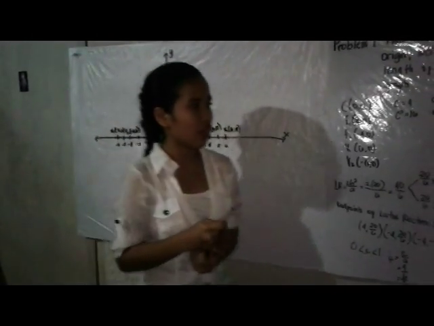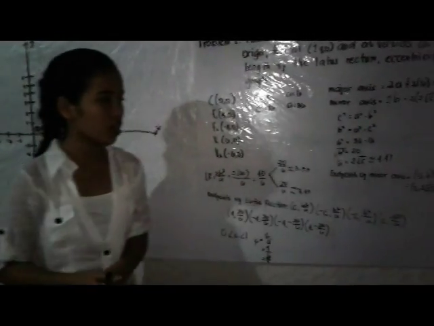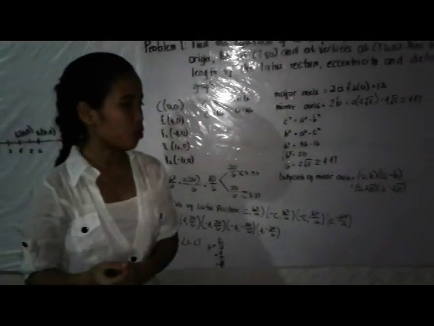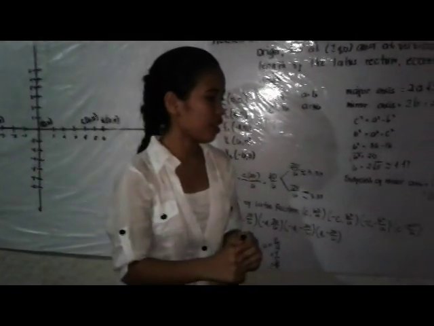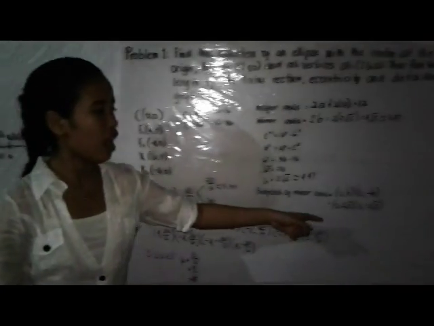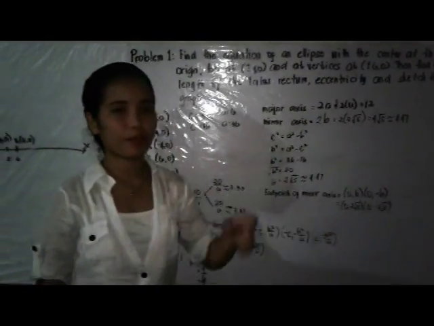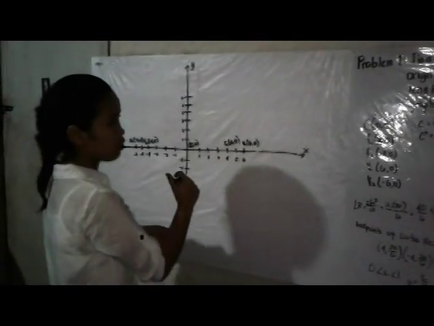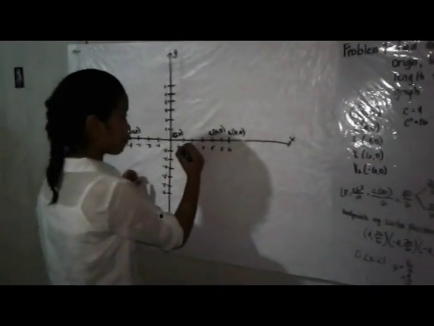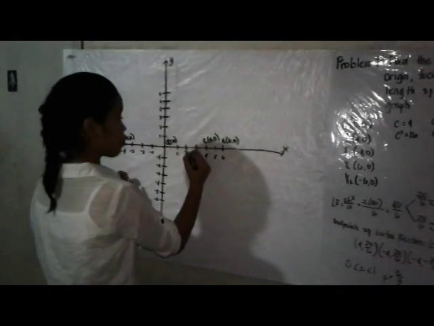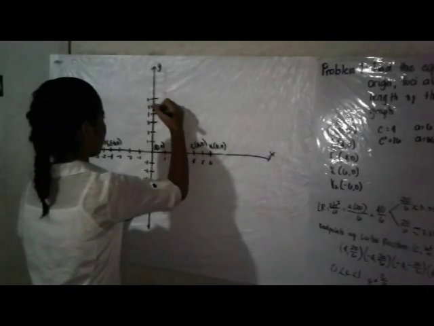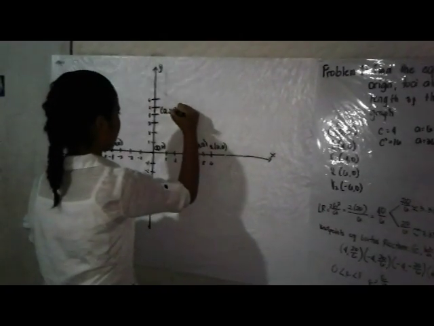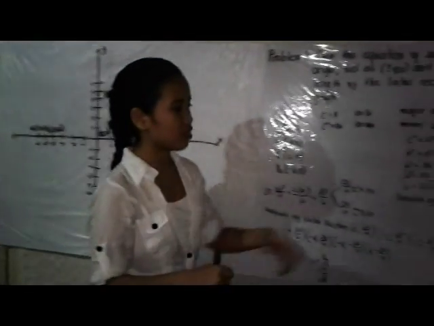And next are the endpoints of our minor axis. The first one is 0 and positive 2 square root of 5, and the next one is 0 and negative 2 square root of 5.